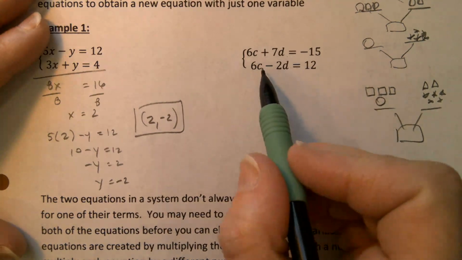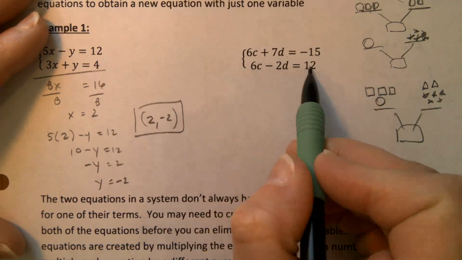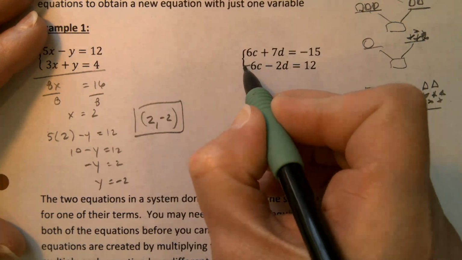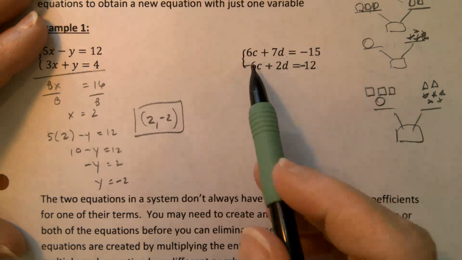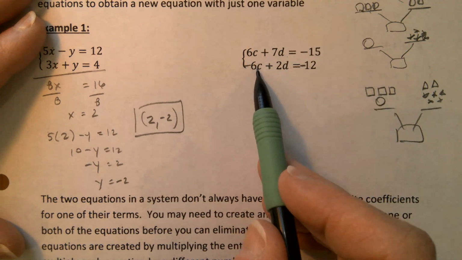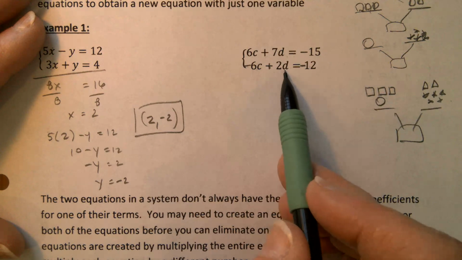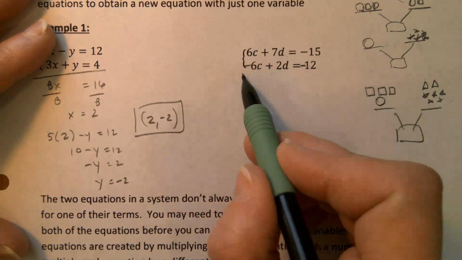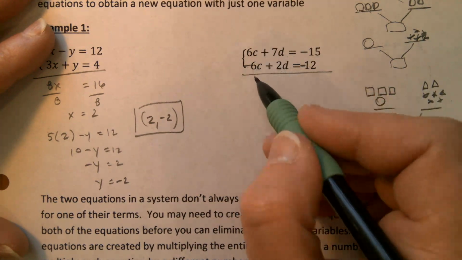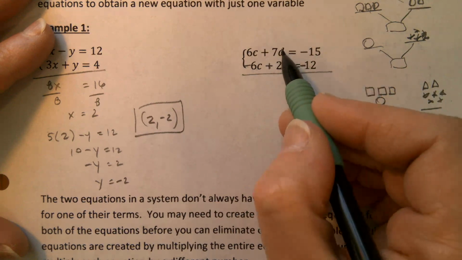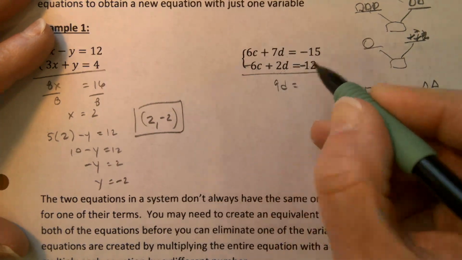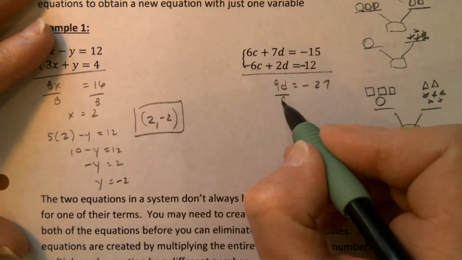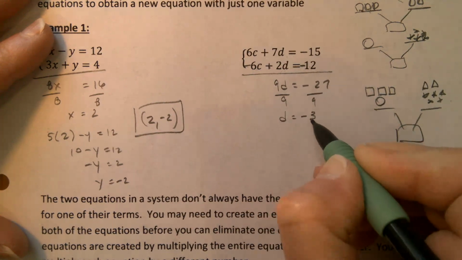So if I look at this and say, if I subtract this equation from this equation, those 6c's will cancel out. In order to subtract, I change all these signs. So if I'm subtracting 6c, this is minus 6c. If I'm subtracting a negative 2d, it's the same as adding a positive 2d. If I'm subtracting 12, it's the same as adding a negative 12. Then I simplify this. So 6c minus 6c is 0. 7d plus 2d is 9d. Negative 15 minus negative 12 is going to be negative 27. And I can solve for d, which is going to be negative 3.